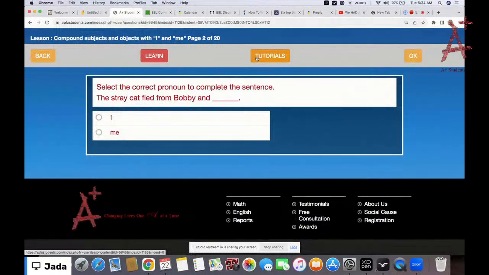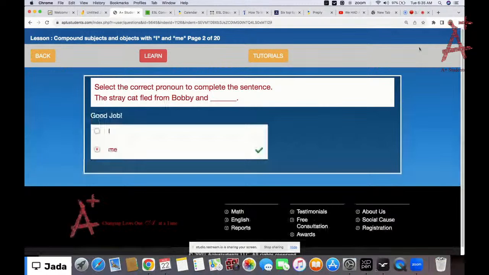So what do you think is gonna be the answer for this one? So let's see. Bobby and me. Okay. So we have Joshi here. Joshi says it's me. Okay, any more answer for this one? Is it stray cat fled from Bobby and me? Any more answer? Anyone is gonna drop an answer here? If no answer, we're gonna go with Joshi's answer. So me. Okay, let's click.